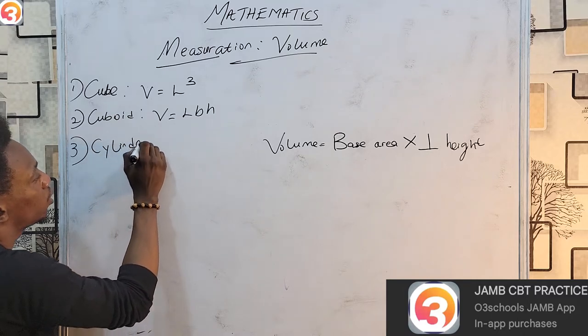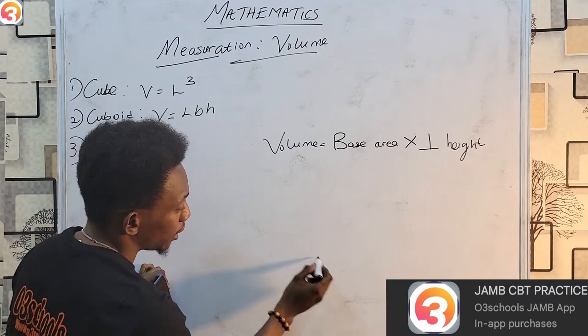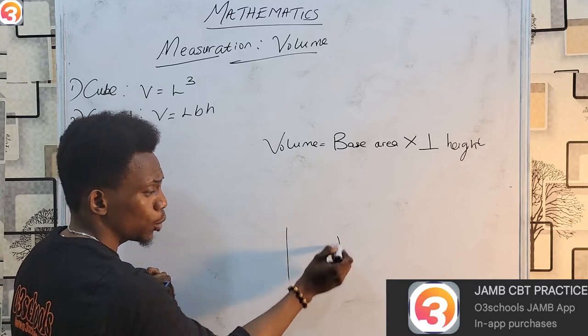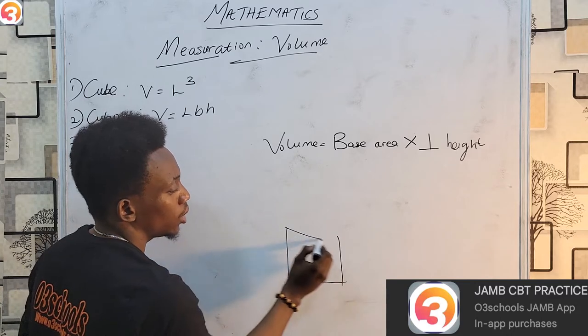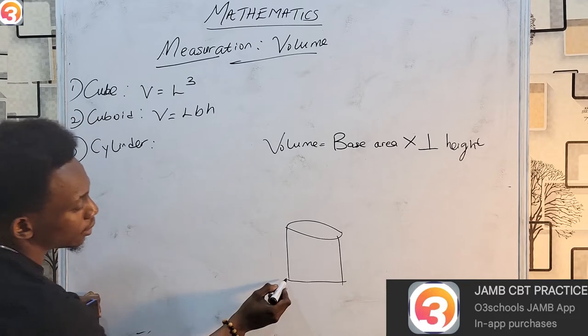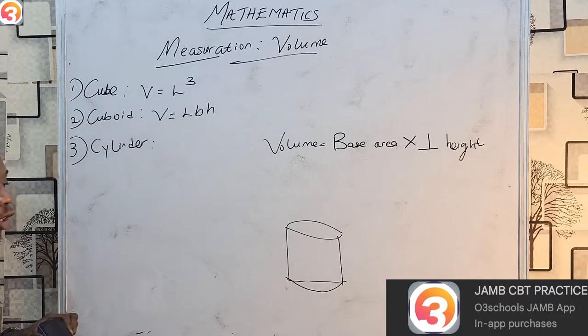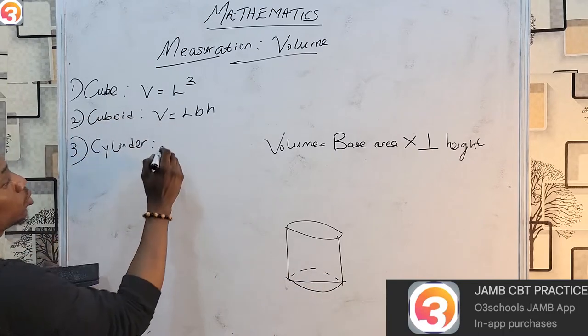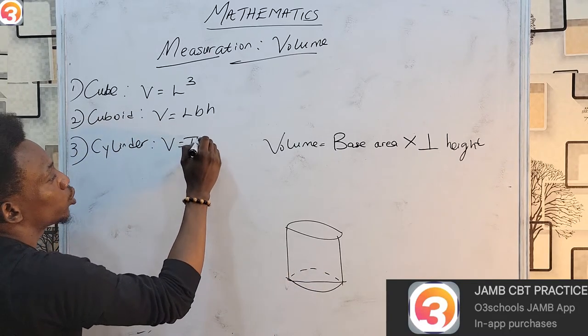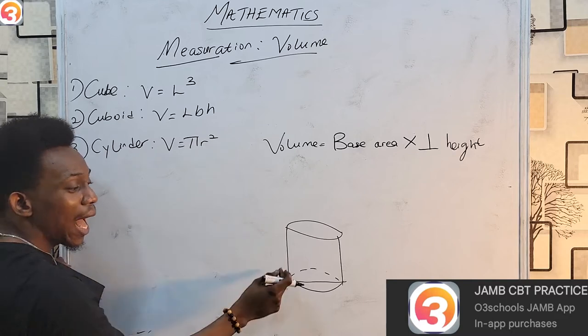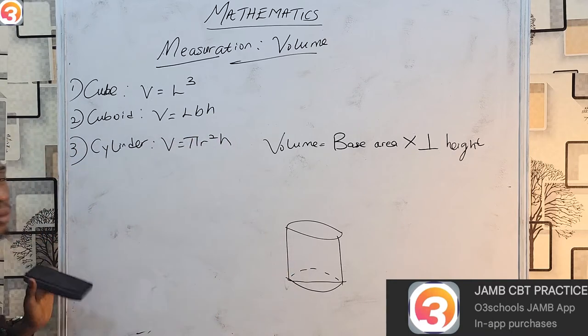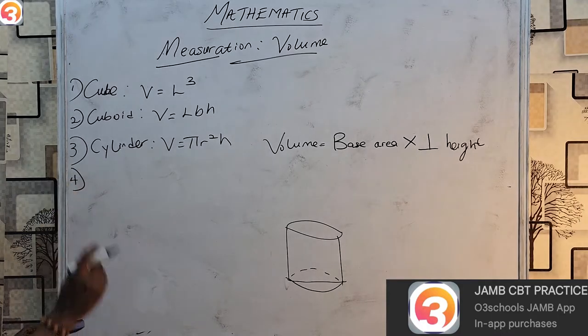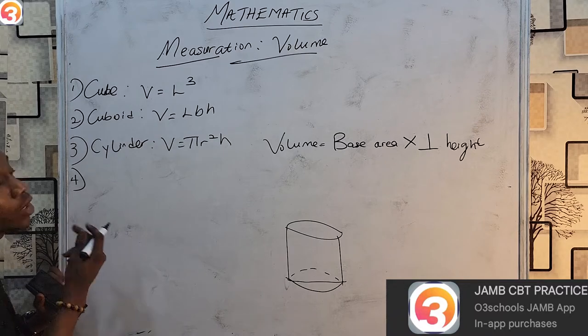Next up, we have a cylinder. As you know, a cylinder is kind of like a bucket. Your typical paint bucket, I believe, is cylindrical. Something like this. So for your cylinder, your base area is a circle. So that means pi r squared, then times the height, h. Very, very simple.